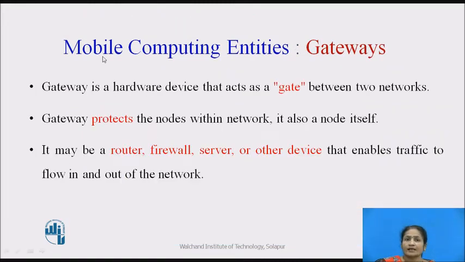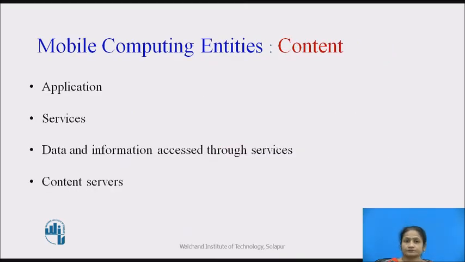Next, the mobile computing entities are the gateways. A gateway is a hardware device which acts as a gate between two networks. A gateway protects the nodes within the network. It can be a node itself. Examples of gateways are routers, firewalls, servers, or any other devices that enable traffic to flow from one network to another, in and out of the network.